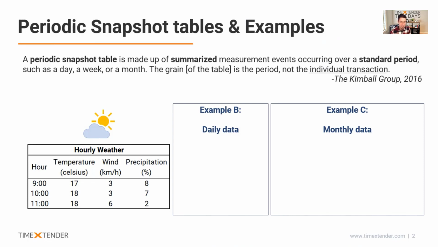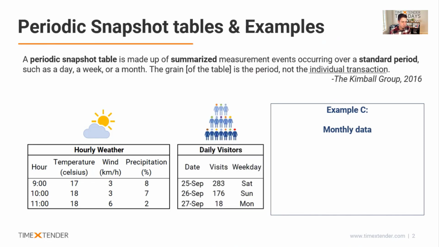Now, the other part of this snapshot table is that data is snapshotted. So once you capture that data, the average temperature for that period, you don't go back and change that, right? So that's static in time, and you don't typically go back and change it in a snapshot table.